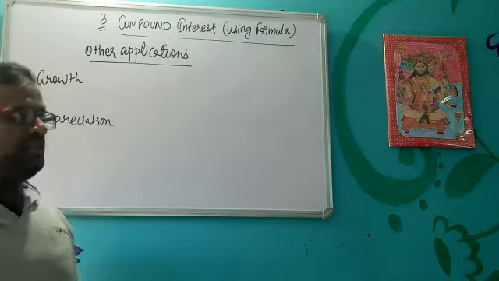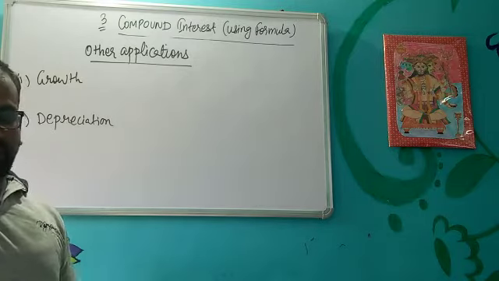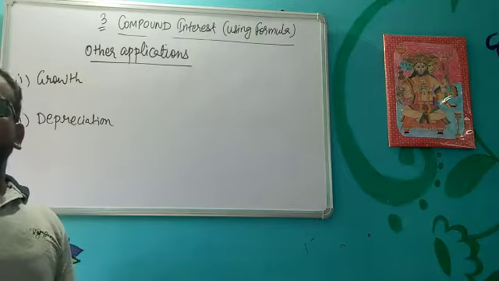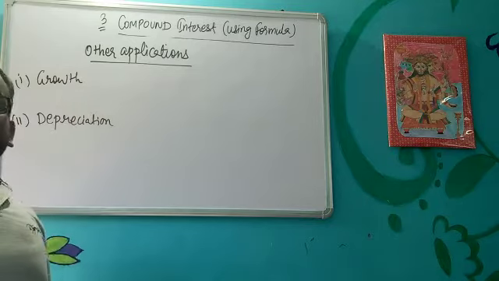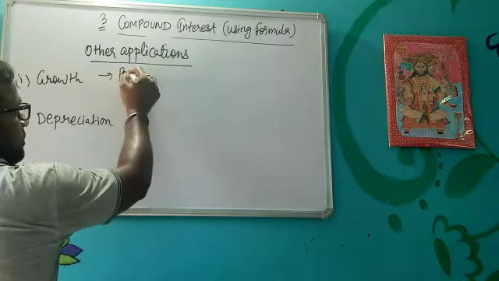Okay, so let's discuss a few other applications of compound interest. Compound interest is the interest which is charged on the interest. So it has many applications. For example, the first one is growth, like in the case of population problems.